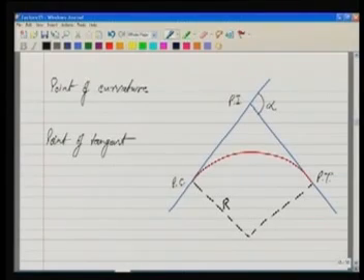Next definition is point of curvature. What is the meaning here? The point of curvature is the point from where the curve starts. That's the point from where our circular curve starts, so we call this point the point of curvature. The curve terminates here, and from here another tangent starts. So we call this the point of tangent.